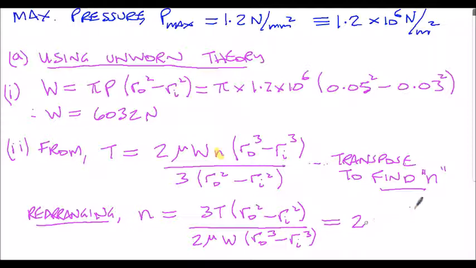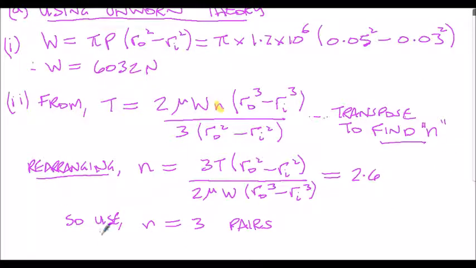So 2.6 clutch plates, which of course we can't actually have, but that's what the calculation would be saying. So we'd have to use n is equal to 3. We can't have 2.6 pairs of clutch plates. Because we've got more pairs than we theoretically need to use, it actually means that the force applied can actually be lower, because the question did state what is the actual axial force applied.